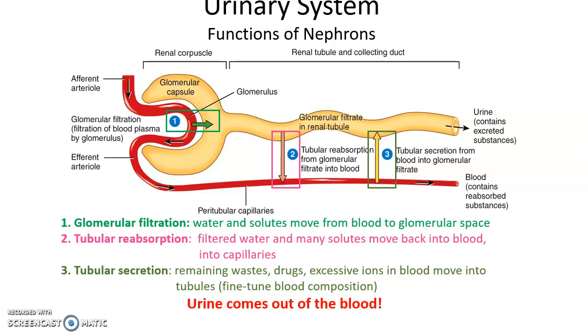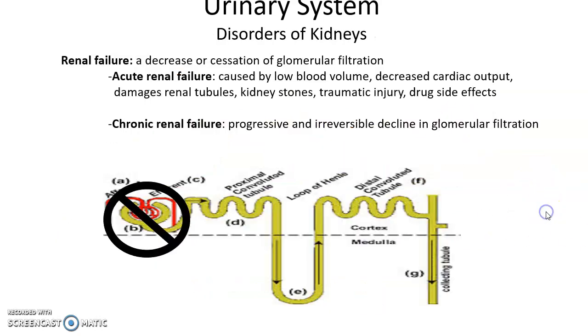And what this means, of course, is that urine comes directly out of our blood. So all the urine you ever excrete was in your bloodstream.